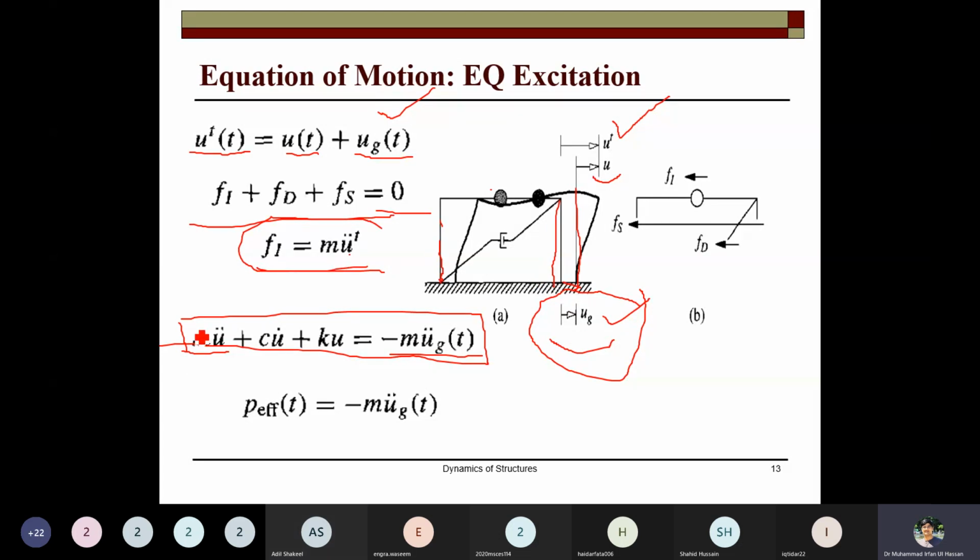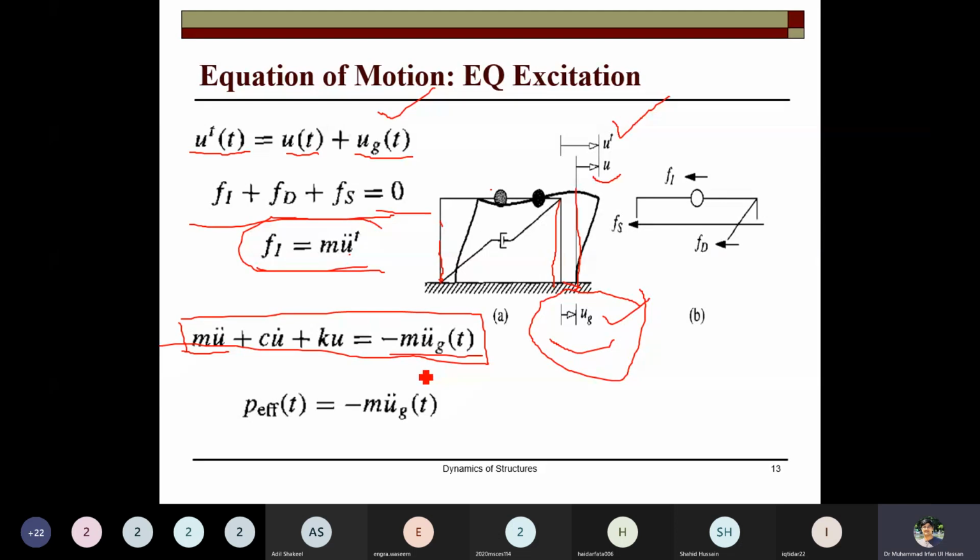Therefore, the total acceleration is the sum of the ground acceleration and the body acceleration. So you put down the values where mass into u double dot plus mass into ug double dot, the ground acceleration. When you put the ground acceleration on the right hand side, because actually all are in one direction, you sum it and then you can write down the equation in this way.